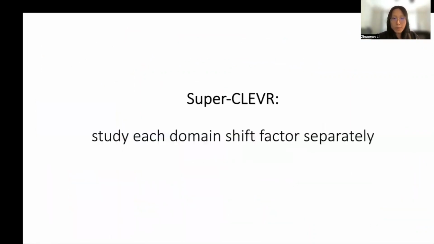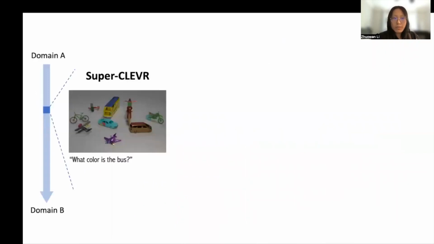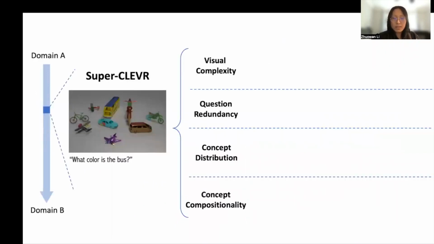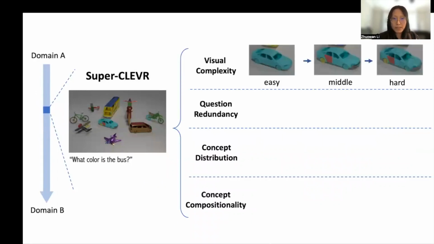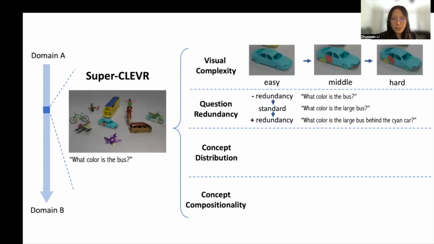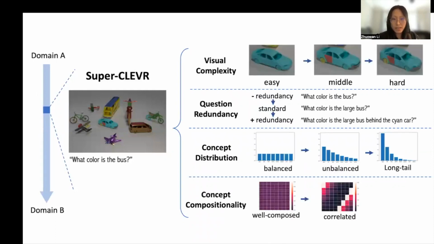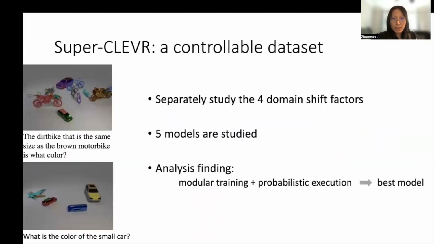In this work, we propose a Super Clever dataset, which aims to study each domain shift factor separately. Super Clever asks questions about vehicles randomly placed in the visual scenes. The dataset is controllable along these 4 factors, including visual complexity, question redundancy, concept distribution, and concept compositionality. Using Super Clever, we separately studied these 4 domain shift vectors on 5 models. Our findings suggest that modular training with probabilistic execution gives us the best model.